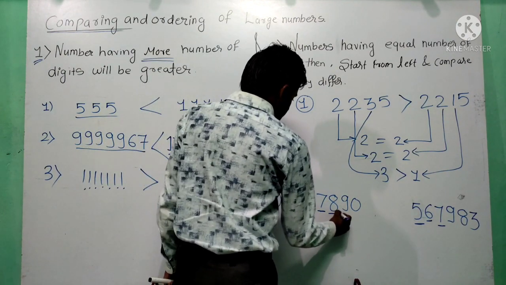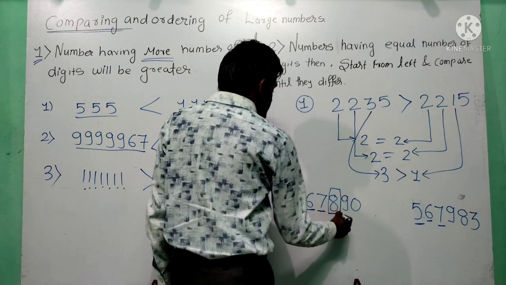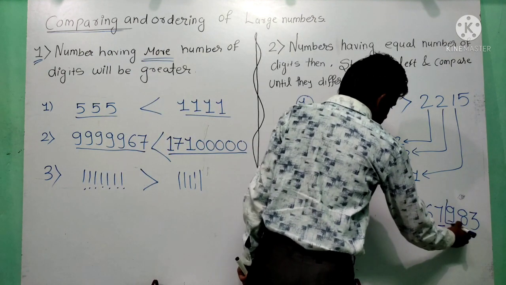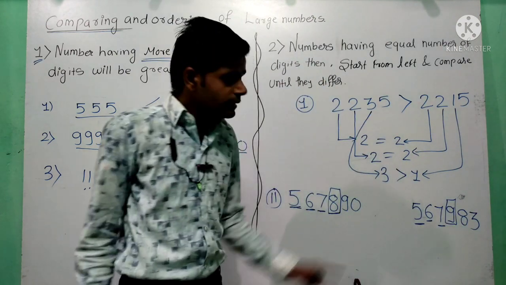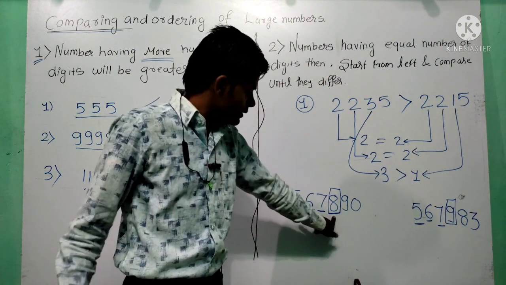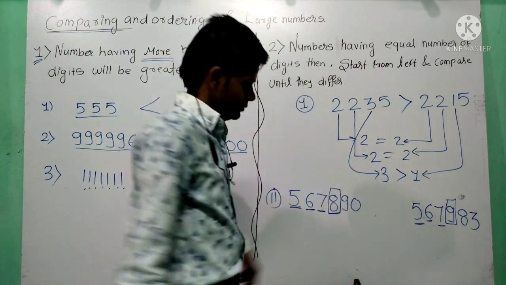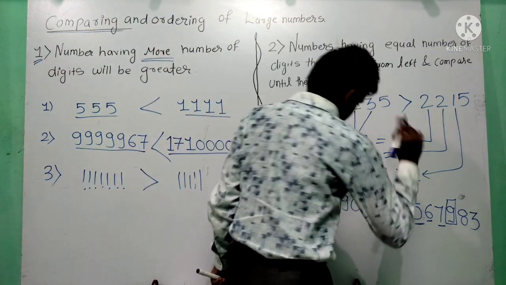Now here at the 100 place there is 8. At the 100 place there is 8, and here at the 100 place there is 9. So obviously we know that the number 9 is greater than number 8. So obviously that number will be greater. ये number जो है वो greater रहेगा.